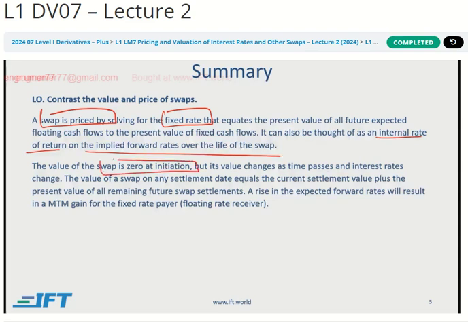Value at initiation is 0. As time passes, interest rates change, the value will change, and how much it will change will depend on the settlement amounts. If the interest rate goes up, then definitely there will be a gain for the long party, which is the fixed rate payer, and whatever is the present value of all these future settlements is the value of the swap.